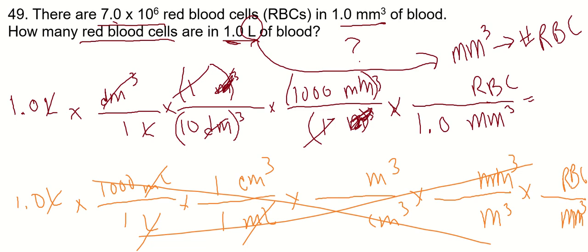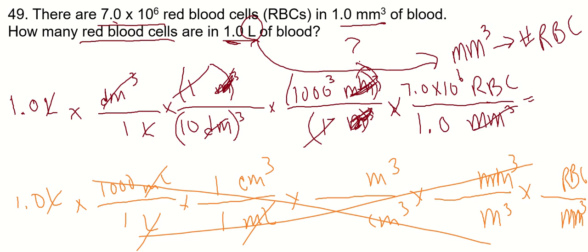And the number of red blood cells is 7.0 times 10 to the 6. All right, and now this is going to cancel out. That's going to cancel out. Now let's just put that cube over here. We got to cube that, which cancels out with this, but we got to cube that too.